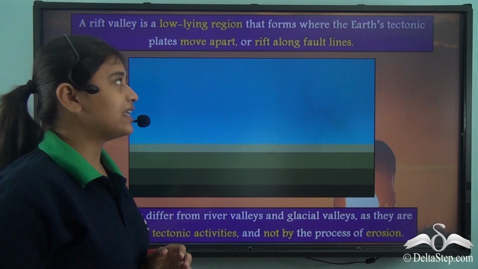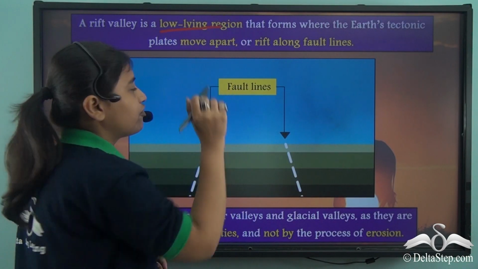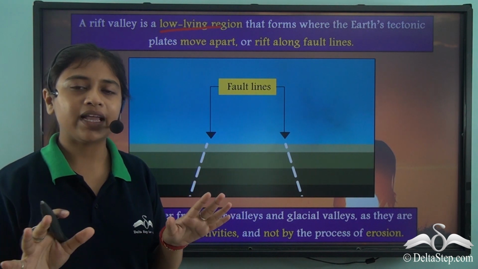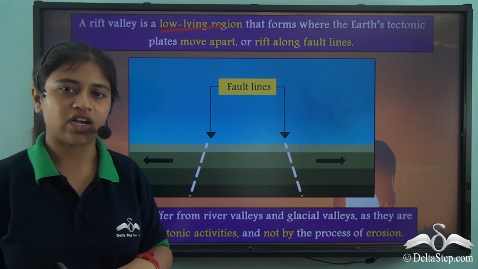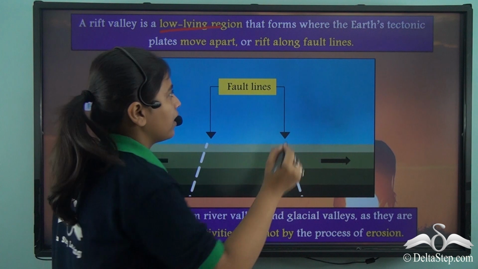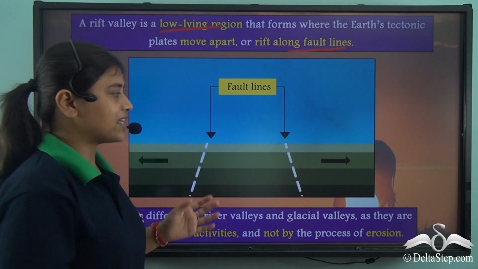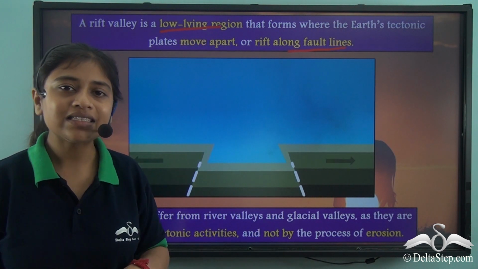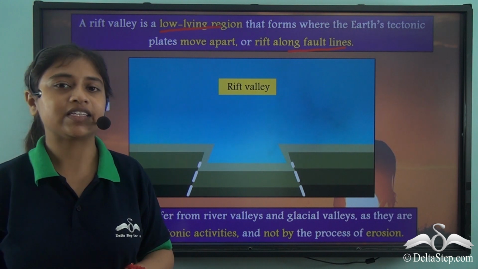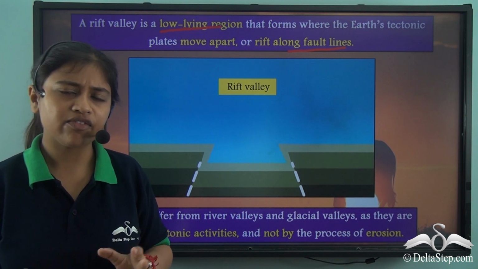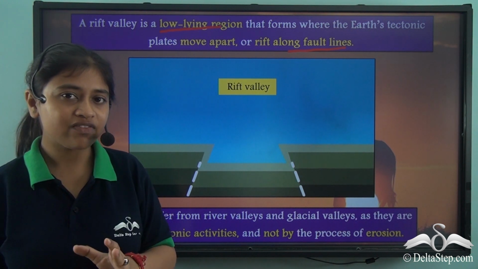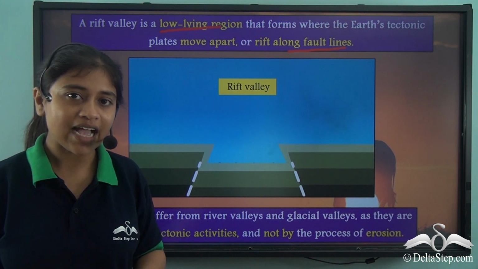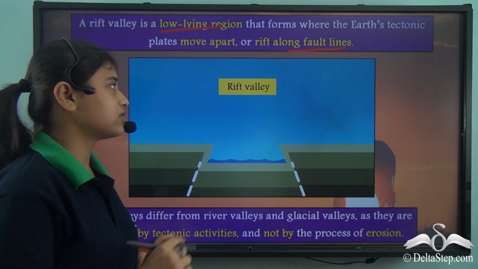Now, what exactly do we mean by a rift valley? A rift valley is a low-lying region that forms when Earth's tectonic plates move away from each other, or they rift away along the fault lines, as you can see in this video, and this leads to a depression, creating a rift valley. Now, they are different from river valleys or glacial valleys because they are formed by tectonic activities and not by erosion.